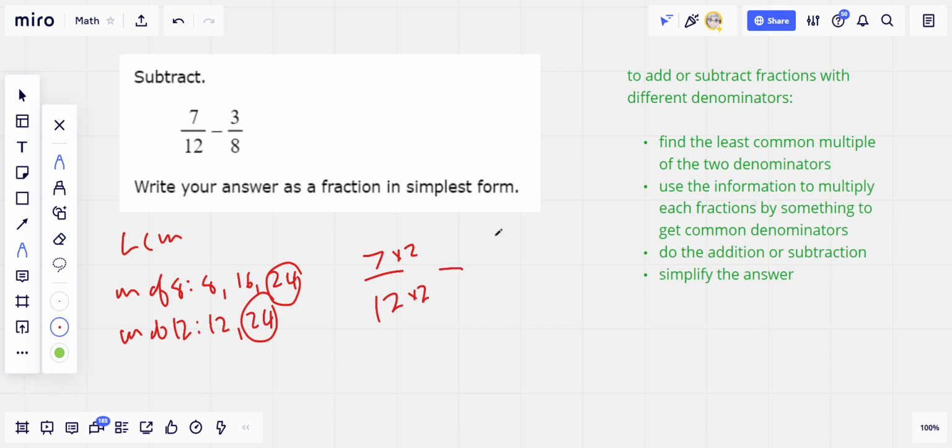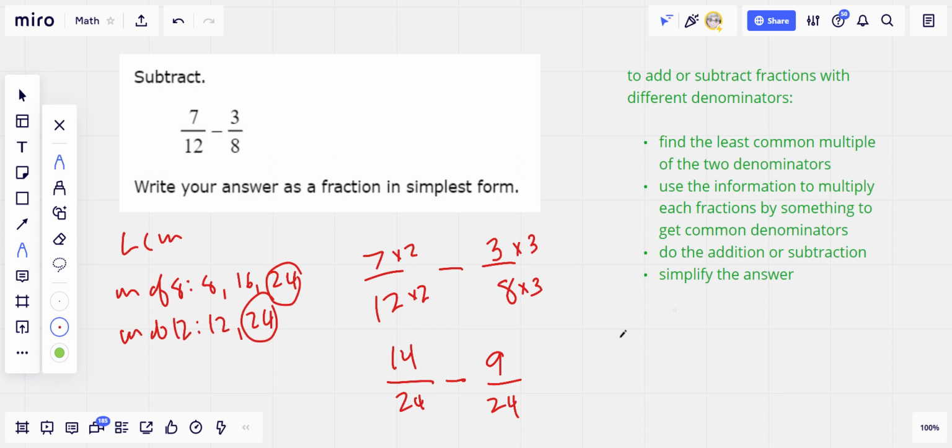Let's set up this other one here. So 3 over 8. Now, we're not going to multiply by 2, because if I multiplied this 8 by 2, I'd get 16. We have to ask, what do we multiply this 8 by to get 24? And that would be 3. And if we multiply by 3 on the bottom, we have to multiply by 3 on the top. So let's do all this multiplication and set up the problem again. So 7 times 2 is 14, and 12 times 2 is 24. And we have our minus sign, and then 3 times 3 is 9, and 8 times 3 is 24.